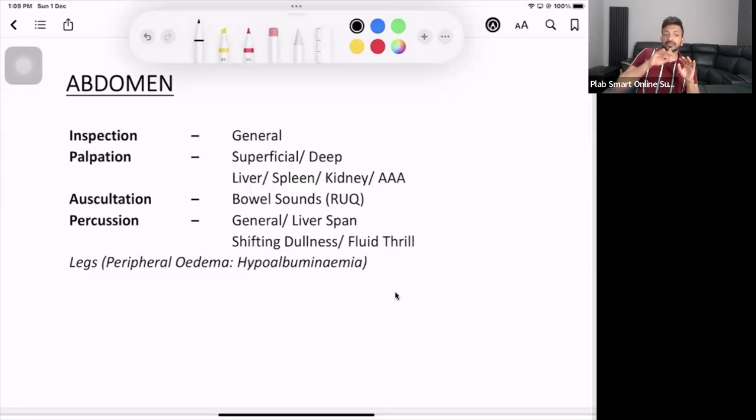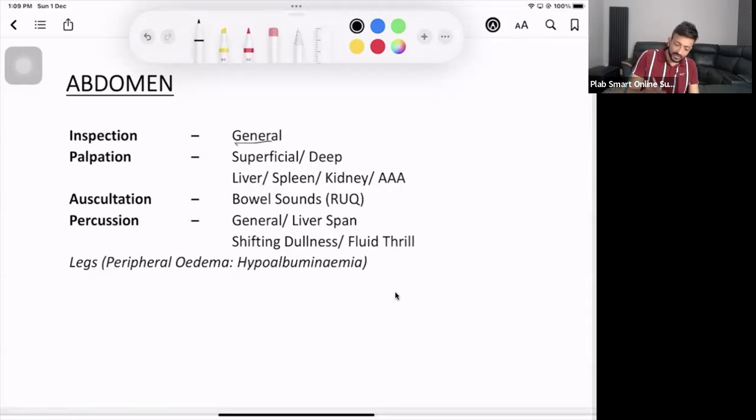That would be better, because if you already touch the abdomen, what's going to happen? You may have different findings in the bowel sounds, right? So that's the main thing. After inspection, just go for auscultation, then go for palpation and percussion.